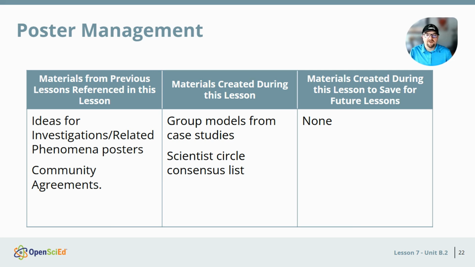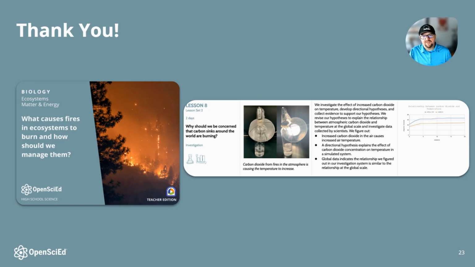We have a lot of moving parts of posters in this lesson. You'll want to resurface our ideas for investigations poster and our shared community agreements to ground our collaborative discussions. We will create a permanent class chart titled What Makes Carbon Sink More Likely to Burn that we will keep for future lessons. And the small group case study models can be kept by individual groups for reference, but do not need to be saved as a permanent classroom fixture.